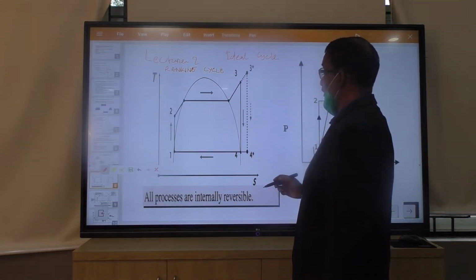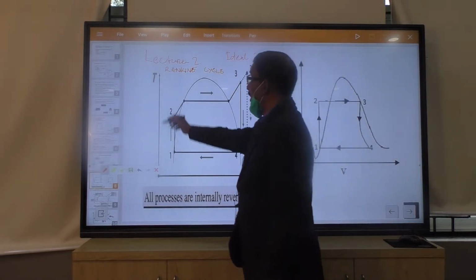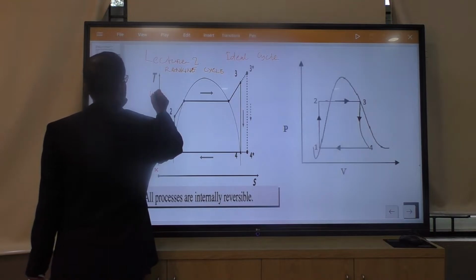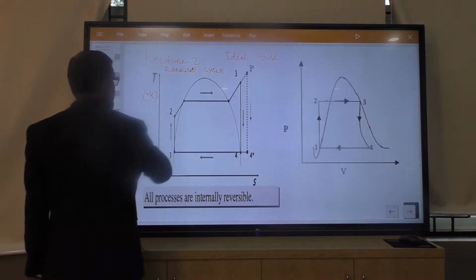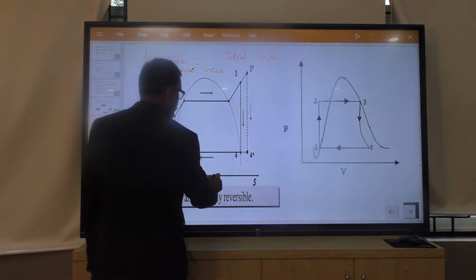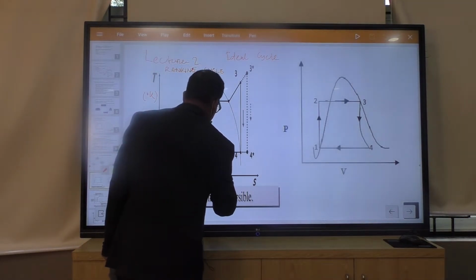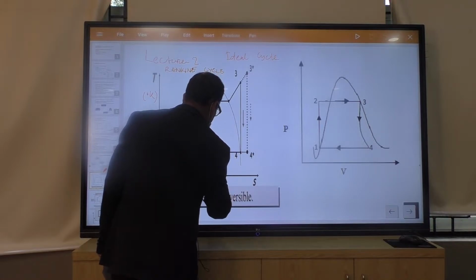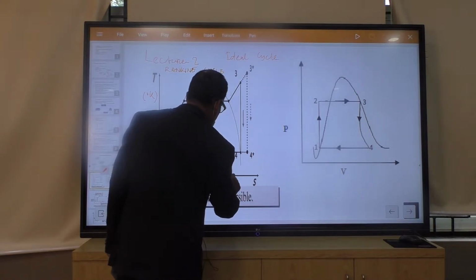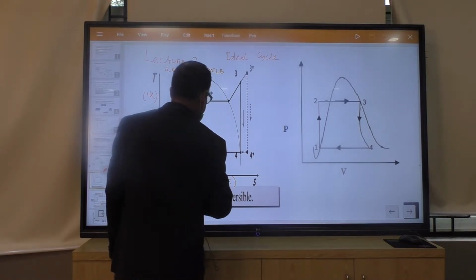Then this is the temperature-entropy diagram. In the y-axis is the temperature, so it should be in Kelvin, and entropy in your SI system, the unit is kilojoule per kg per Kelvin. This is the unit of the entropy, specific entropy.